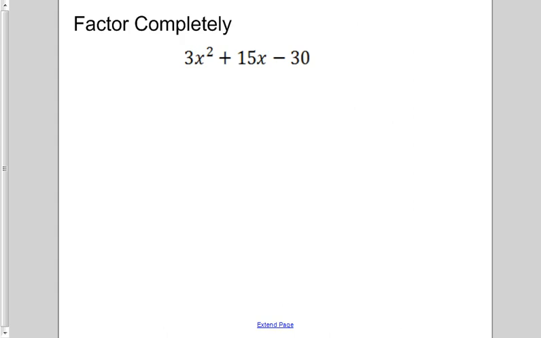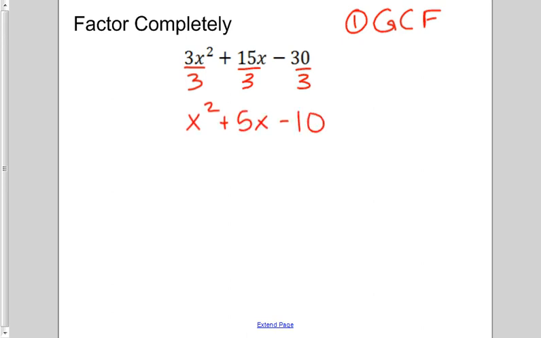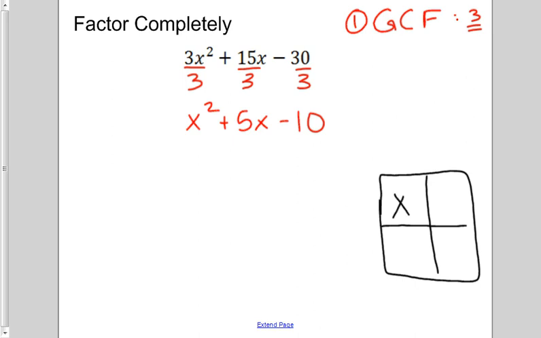All right, factor completely. We've seen a problem like this before. So let's walk through our steps. Step number 1, GCF. Take a 3 out of each of these terms. Leaves us with x squared plus 5x minus 10. Let's write that GCF over here. Draw our boxes. Put an x squared here, negative 10 here. Do first times last. So that will be 1 times negative 10.